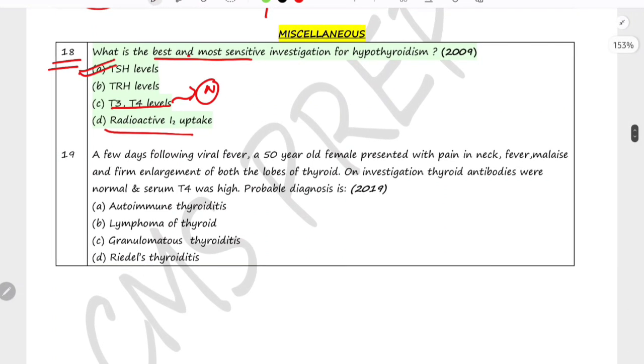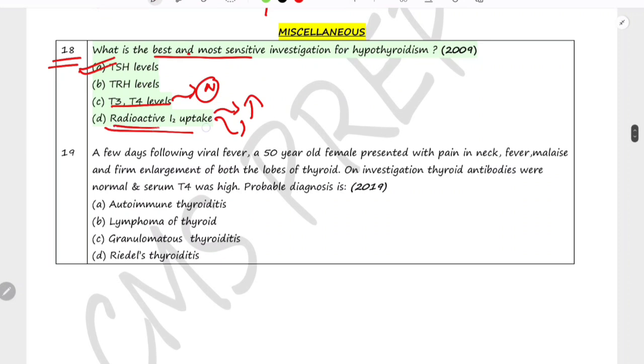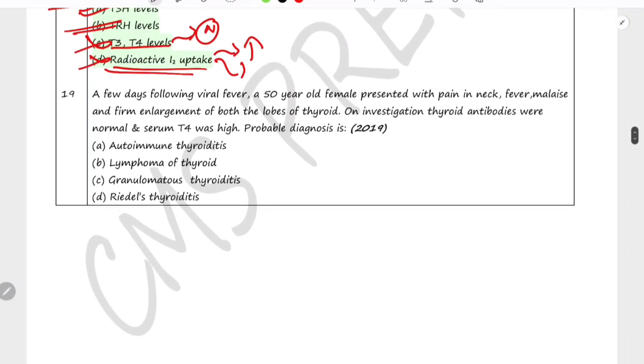Radioactive iodine uptake. This test is more apt for assessing thyroid condition in diseases like hyperthyroidism and particularly in Graves' disease, not in hypothyroidism. It measures the thyroid's ability to take up iodine, which is not a useful marker for hypothyroidism. Therefore, radioactive iodine uptake is not the correct answer. T3 and T4 may be normal, so they are not sensitive, and TRH level is not generally used for diagnosing hypothyroidism, so the correct answer is TSH level.